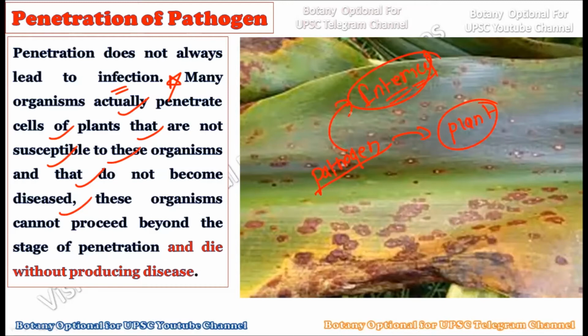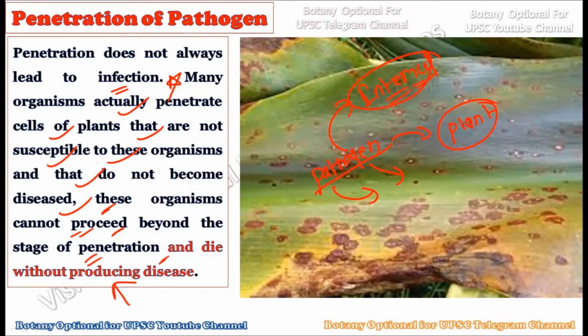Going inside or having successful penetration doesn't mean that there is going to be an infection within the plant body. These organisms cannot proceed beyond the stage of penetration and die without producing any disease. So once inside the plant, these pathogens will eventually die, and after the death, the infection will stop there. So penetration does not literally mean that infection is going to occur. It will all depend on the pathogen and the host type of interaction.